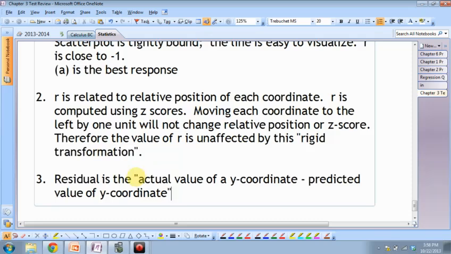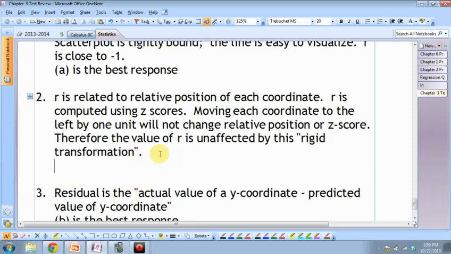Okay, so we're looking for any one of these that is actual y-coordinate minus predicted y-coordinate. And that one is B. So B is the best response there. What was the best response for number 2? D.